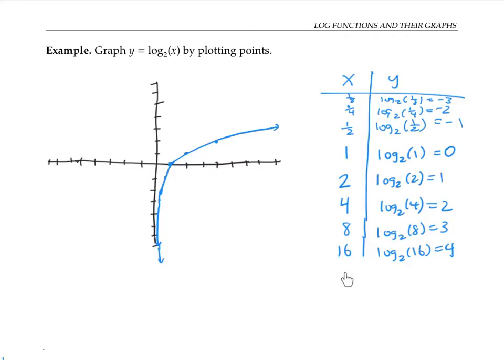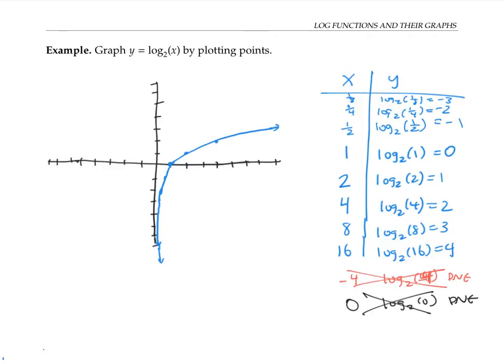That omission is no accident, because if you try to take the log base 2 or base anything of a negative number, like say negative 4 or something, there's no answer. This doesn't exist because there's no power that you can raise 2 to get a negative number. So there are no points on the graph for negative x values. And similarly, there are no points on the graph where x is 0 because you can't take log base 2 of 0. There's no power you can raise 2 to get 0.